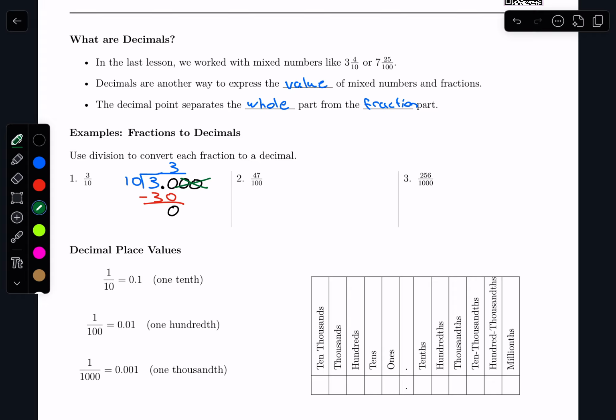Now we just have to know where the decimal place goes. So when you do division with whole numbers, the decimal place is always going to go directly above where it is in the dividend. So right above, so see the decimal was here, I go straight up and put it right in front. And then we can put a 0 in front of the decimal place just to make it clear that there is no whole part. And so our quotient is that 3 over 10 is equal to 0.3.